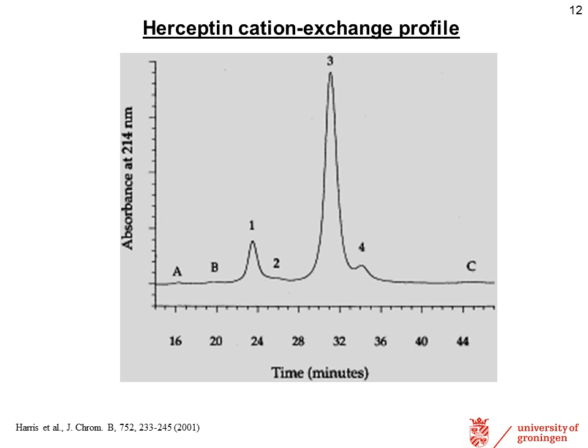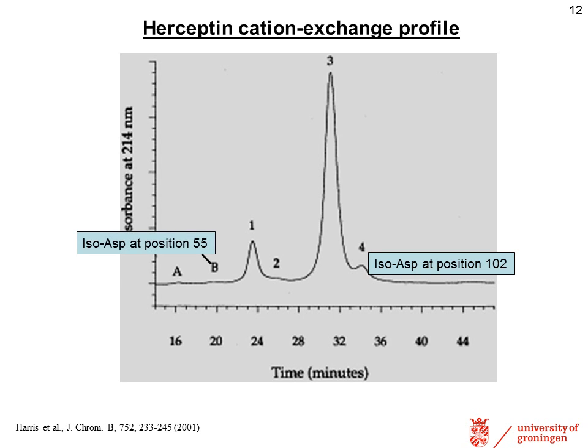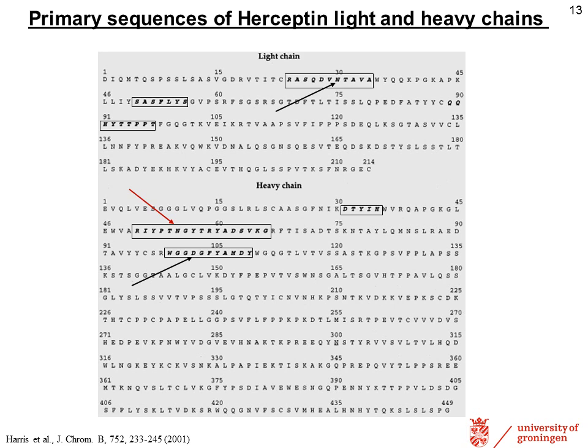Actually, if you look back at the previous table and the previous slide, you will see that there is another form with isoaspartic acid. Not only form 4, which has isoaspartic acid at position 102 of the heavy chain, but there's also form B, a very minor form, which has isoaspartic acid at position 55. This is the reaction product of the deamidation of asparagine to aspartic acid in one of the binding sites of the heavy chain, though this might also be an important modification.